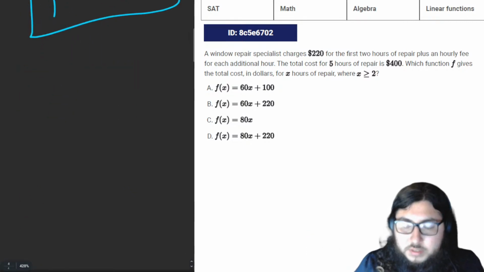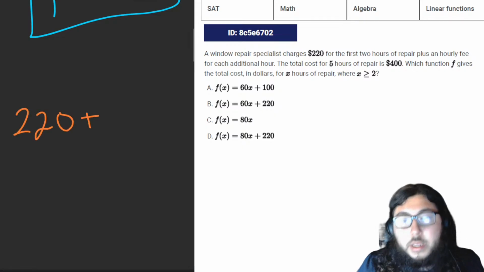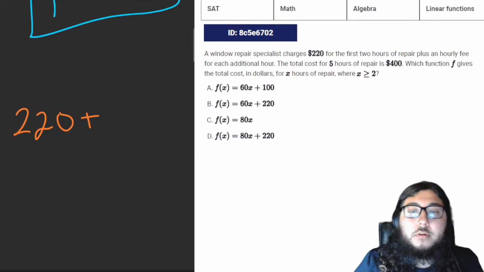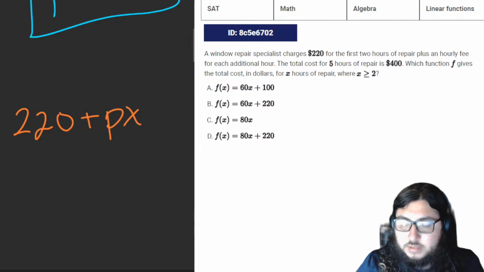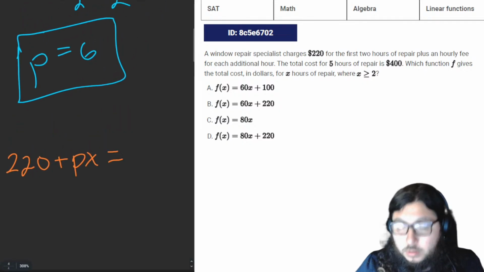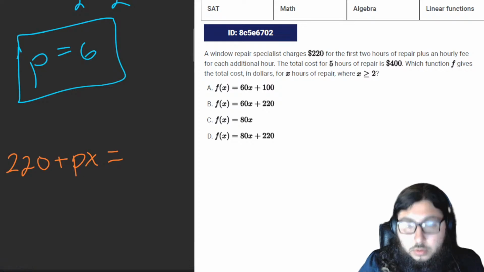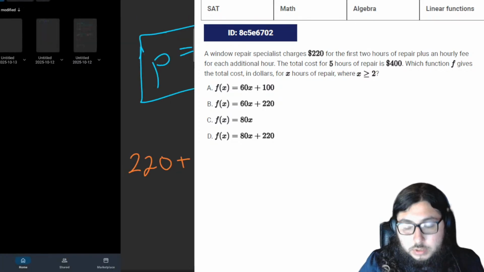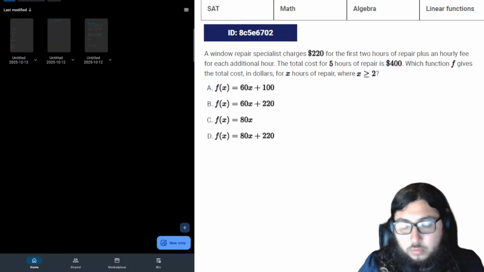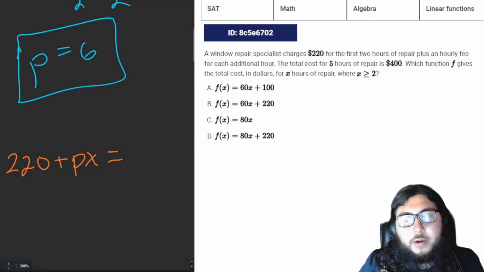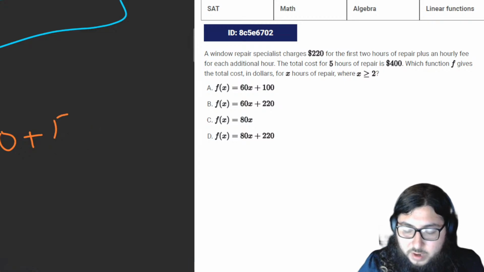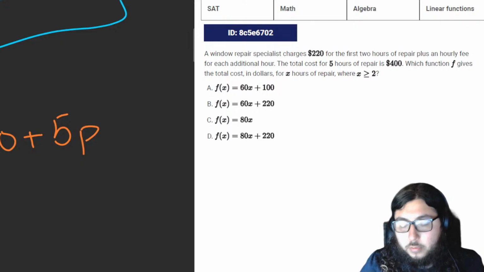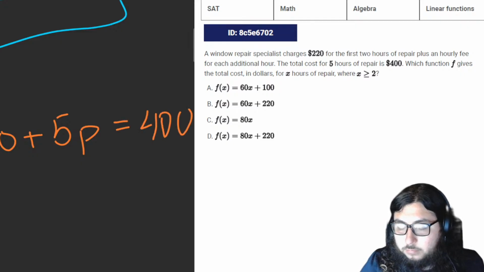So first, we want to set up an equation. 220 plus, and we said that x is the number of hours, so some rate, which we'll call p, times x, is then equal to the total cost. The total cost for 5 hours of repair is $400. So we can replace x with 5. So 5p, where p is the rate that we're charging per hour, is equal to 400.